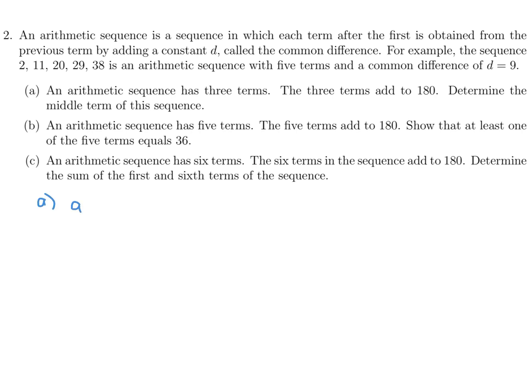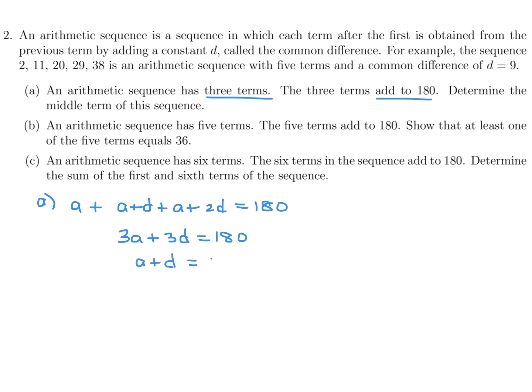So we will call the terms a, a plus d, and a plus 2d. Right? That's basically how you would write the first 3 terms of an arithmetic sequence. And they're saying that these first 3 terms add to 180. So let's add them. And that's 180. Okay, so now let's do some algebra. So this is 3a plus 3d is equal to 180. Now, if you divide through by 3, you will get a plus d is equal to 60.